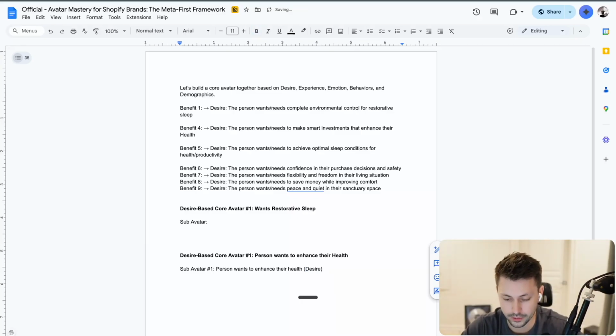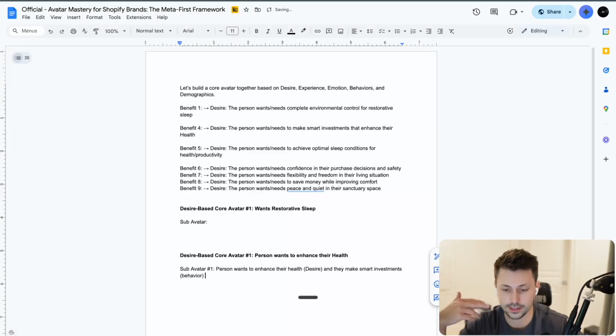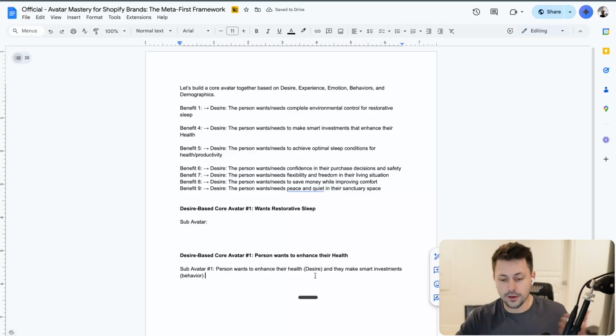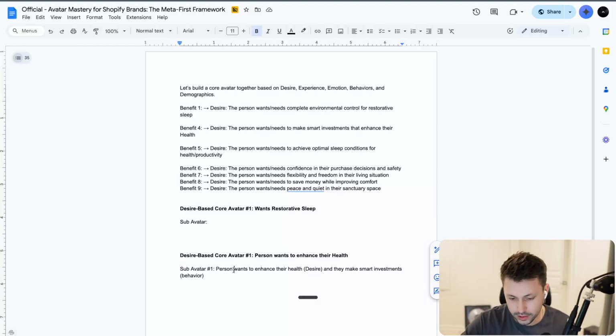Okay, and then what we can do here is their behavior. So we can paste this. So person wants to enhance their health, and they make smart investments. That is their behavior, or at least that is kind of what they tell themselves, right? So why are we doing this? Well, for this sub avatar specifically, and we're going to get into a full sub avatar breakdown, now we can make an ad that targets this person that's like, you're the type of person that makes smart investments. You could literally say that specifically.